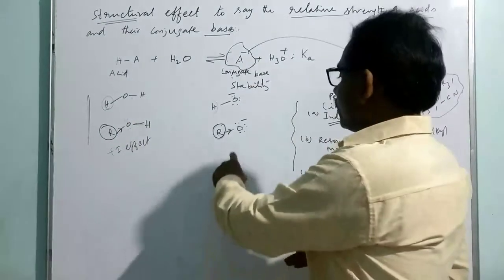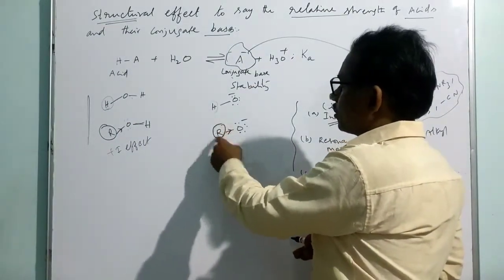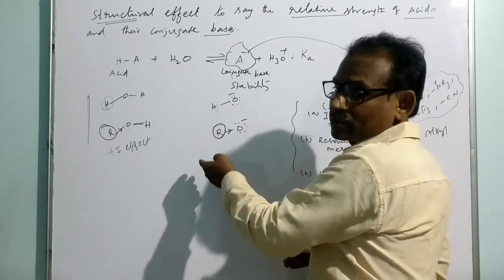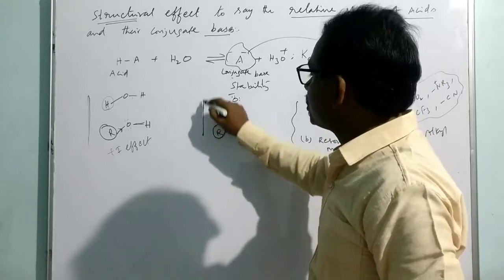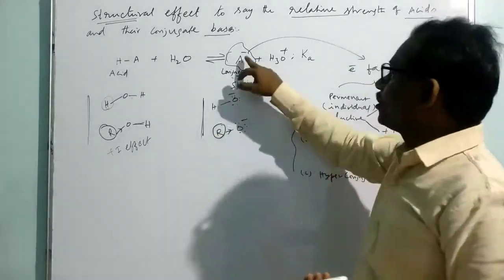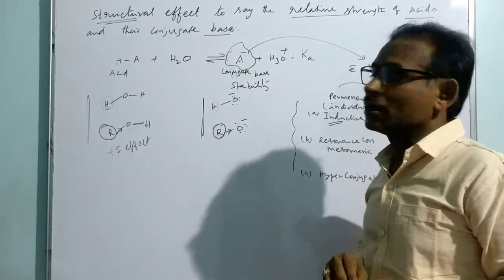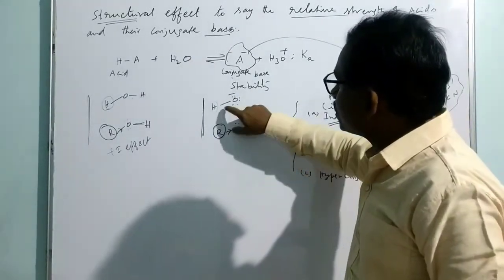So what I am saying is that as this group pumps electrons, the electron density increases and the species will be destabilized. Among these two, which is more stable? The stability of A minus will dictate the acidic strength of the respective acid. Among these two, this is more stable.